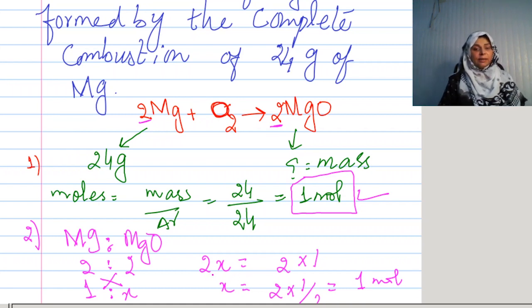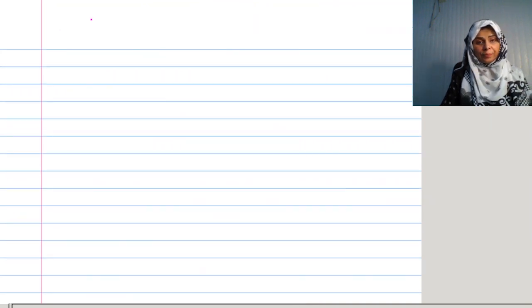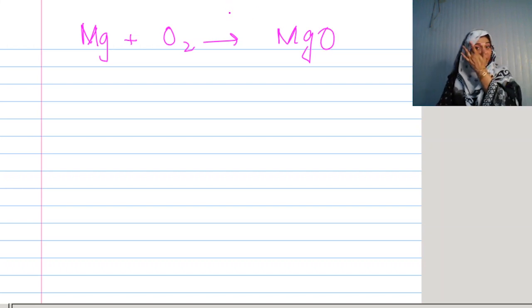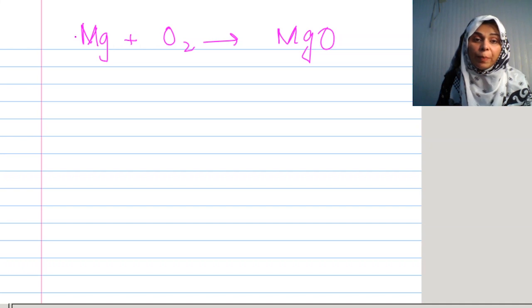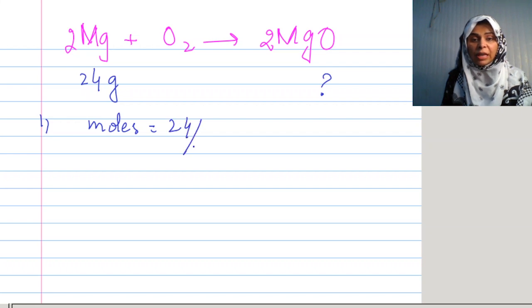If you couldn't understand this, I will again explain how we will do this. Magnesium plus oxygen reacts together to give magnesium oxide, and we have to balance this equation. If this equation is balanced, then we will start the calculation. 24 gram of magnesium is given. We have to calculate the mass of magnesium oxide. In the first step, we will calculate the moles. Moles is equal to mass over Ar of magnesium, that is 24. The answer is 1 mole.